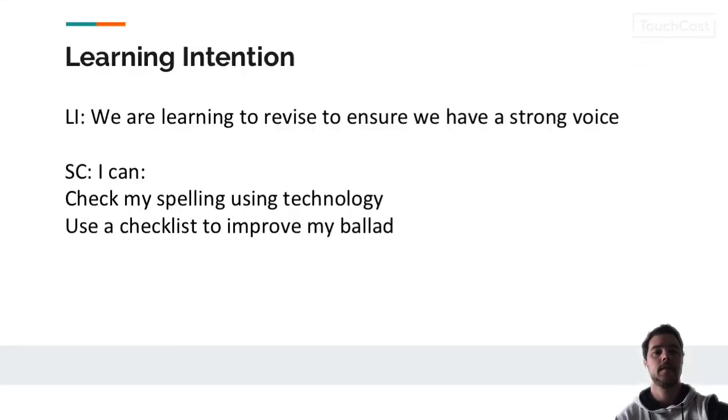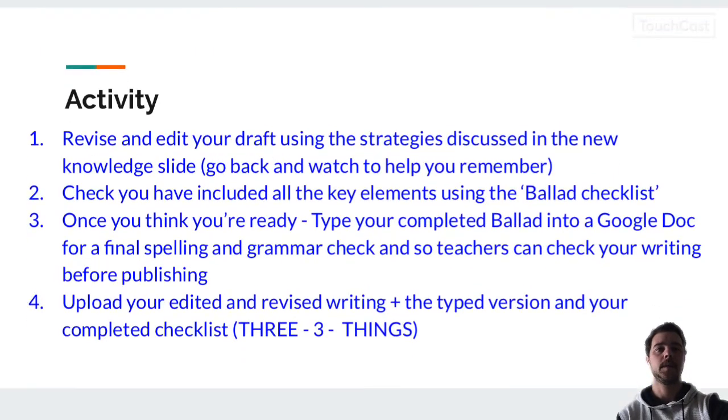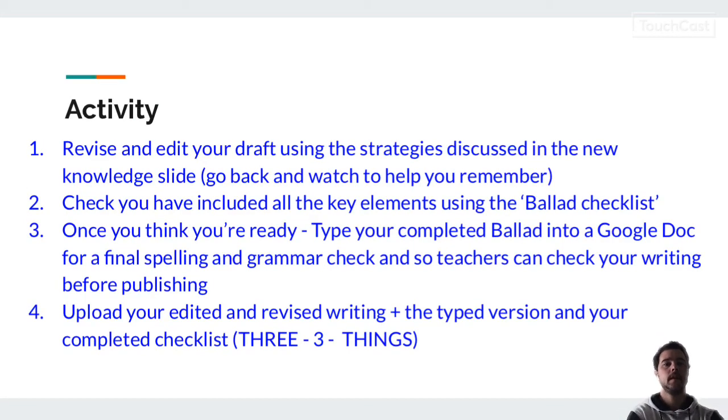So let's get down to your activity today, blue writing. There's a couple of things you need to do, so watch this carefully. Come back to this, make sure you've done everything. Number one, you need to revise and edit your draft using the strategies I talked about before. Go back and watch it. Take a screenshot of the things I wrote down to help you out. Two, check you've included all the key elements using the ballad checklist. So one and two you can kind of do together. So you can use your checklist to help you revise and edit.